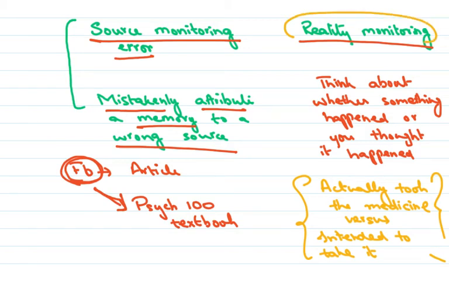So in reality monitoring, what you're trying to decide is whether your memories are based on external events that actually happened in the world, or are they based only on internal thoughts and imagination. That's the decision that you're trying to make when you're engaging in reality monitoring. So this is basically about retrieval. Next, we come to another very important topic, which is that of forgetting.